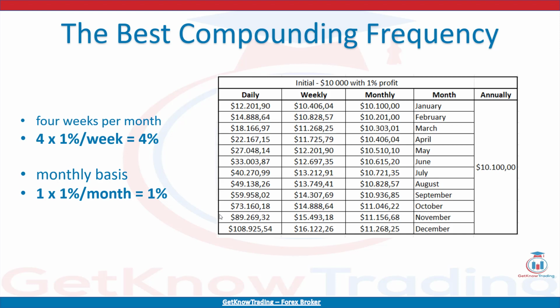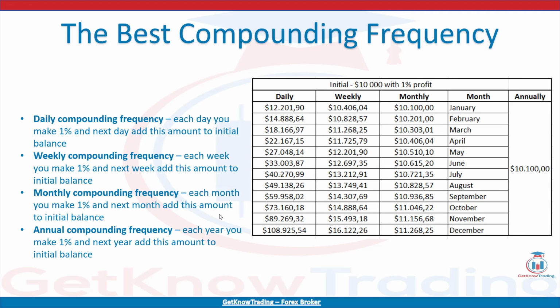Here is a table that shows you what I mean by having different compounding frequencies. The table shows you 3 different compounding frequencies. Daily compounding frequency: each day you make 1% and next day add this amount to the initial balance. Weekly compounding frequency: each week you make 1% and next week add this amount to the initial balance. Monthly compounding frequency: each month you make 1% and next month add this amount to the initial balance. Annual compounding frequency: each year you make 1% and next year add this amount to the initial balance.